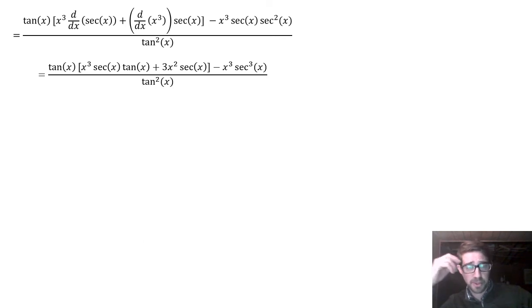If you rewrote some trig stuff, maybe you could simplify it. But why? Why do any of that stuff? It's not like we're going to graph this or solve it or anything. It's just a big ugly answer. So this is totally fine. I would prefer if you just left it like this.